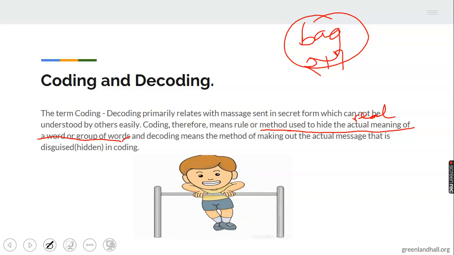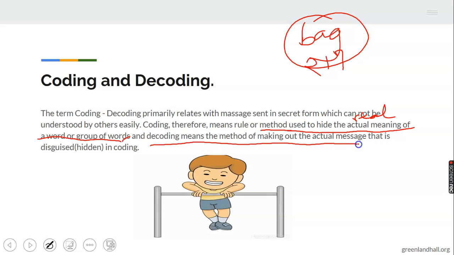Now let's see what decoding means. Decoding means the method of making out the actual message. Someone has hidden the real meaning. Now you unravel, that is, you make it out, you bring out the real message that the person is hiding. Like I told you the other time, if I tell you 217, then you now think, 217 means what? Oh, bag. The moment you get the bag, that means you have decoded the message. Is that okay? Coding means you hide it. Decoding means you reveal. You now understand what the message is. So it means making out the actual message.